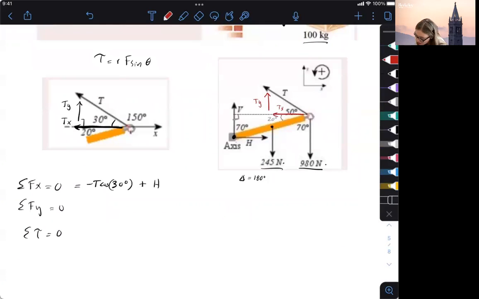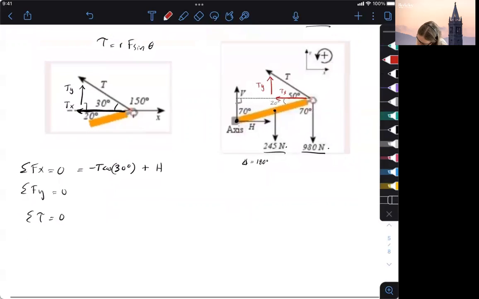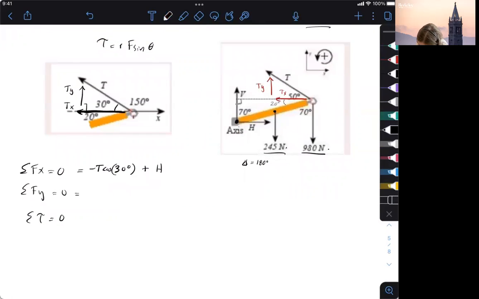All right, now let's look at everything in the Y direction. Let's look at what's positive first. I have V acting in the positive. Then I also have TY acting in the positive, so that would be T sine of 30 degrees, right? It's across from this angle right here. Then I have minus 980 newtons, just going straight down. And that's all equal to 0.